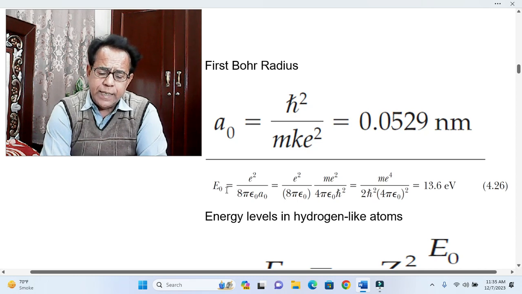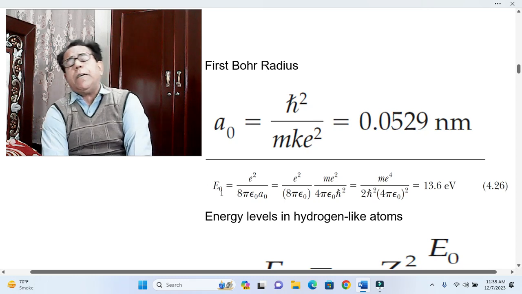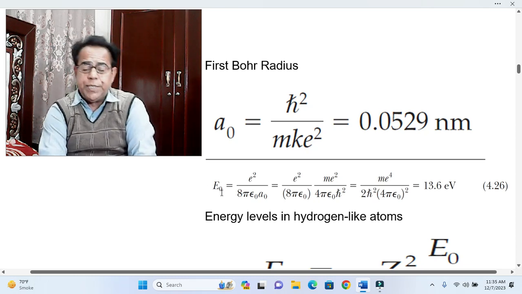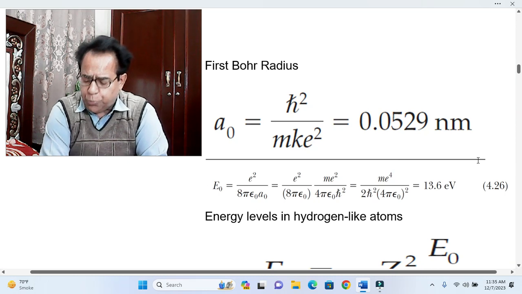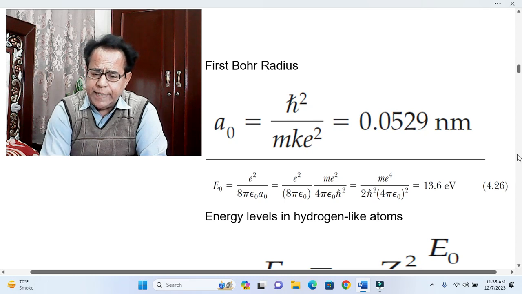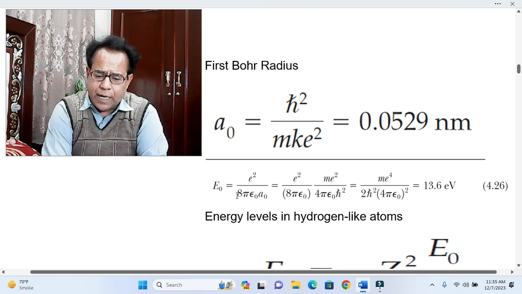Now this is the expression about E naught. Dear students, because we have also to verify the value of E naught, in this book, that is Modern Physics by Stephen T. Thornton, equation number 4.26 deals with this parameter. E naught is equal to e square over 8 pi epsilon naught a naught.